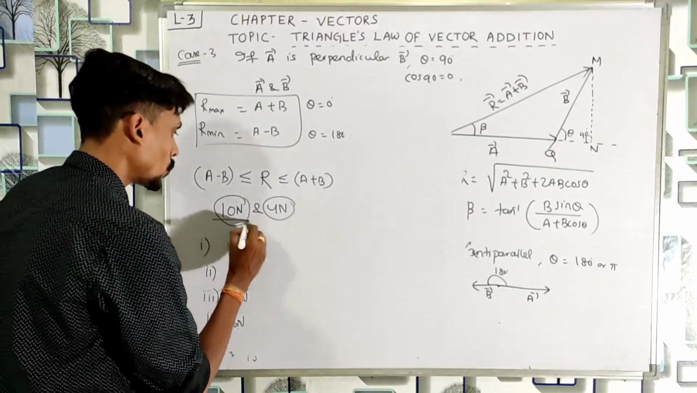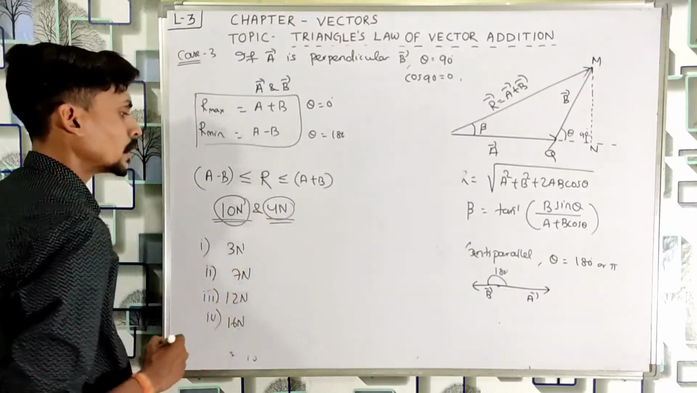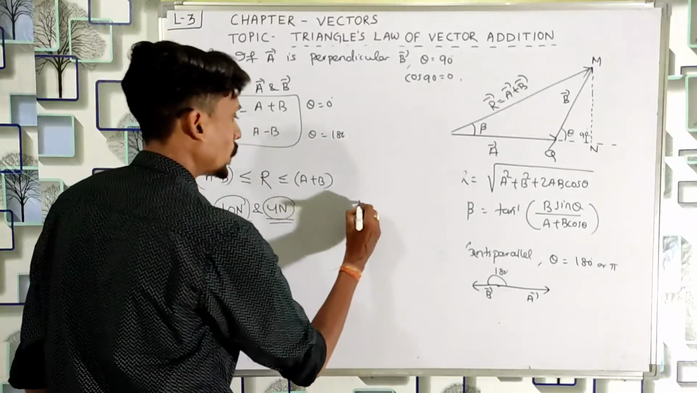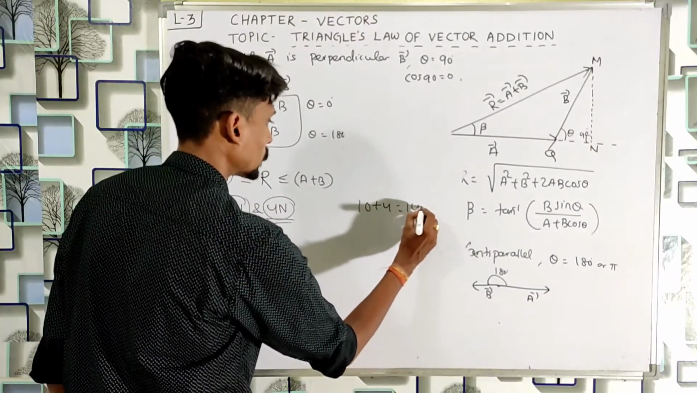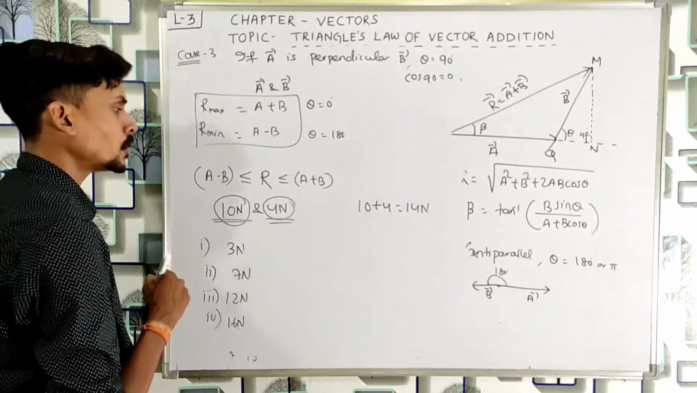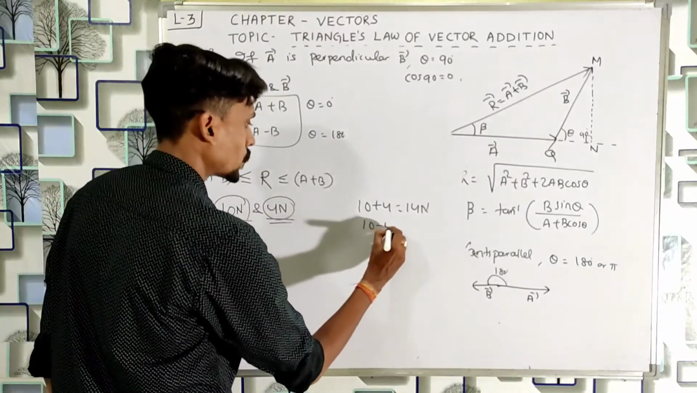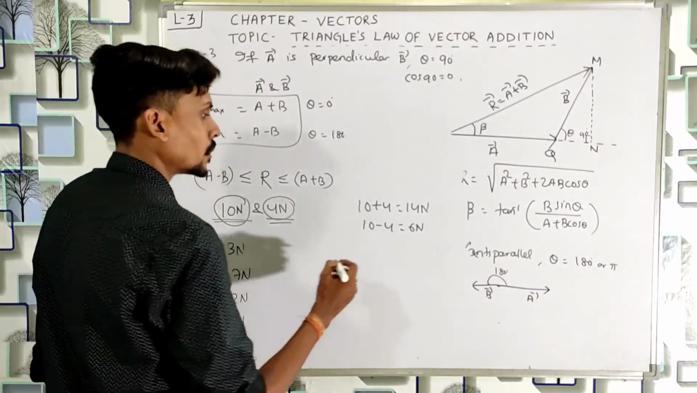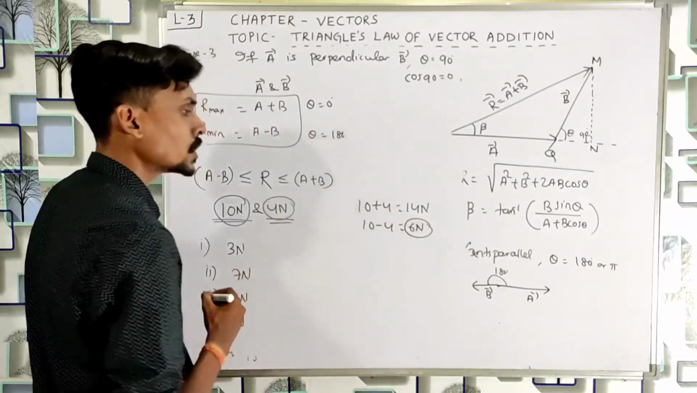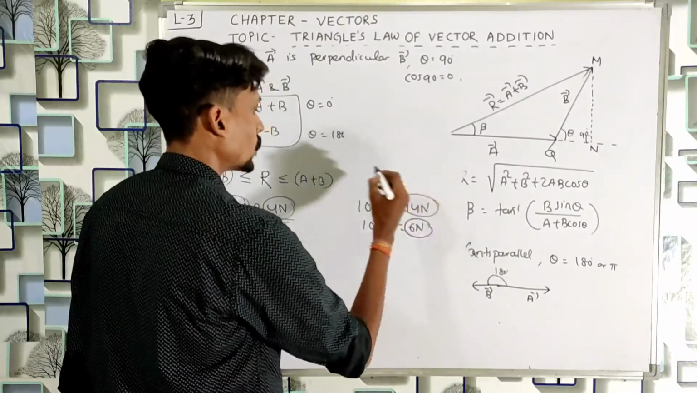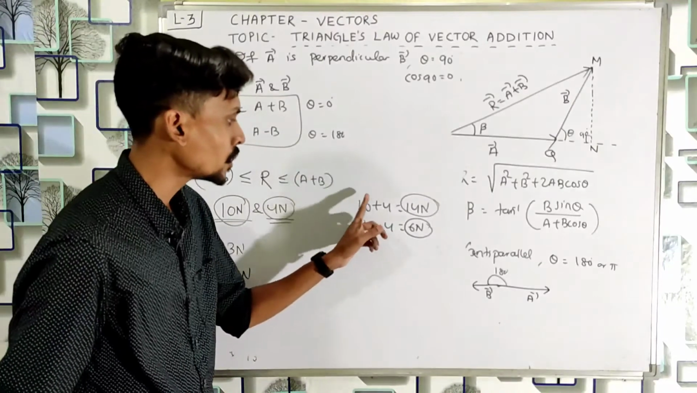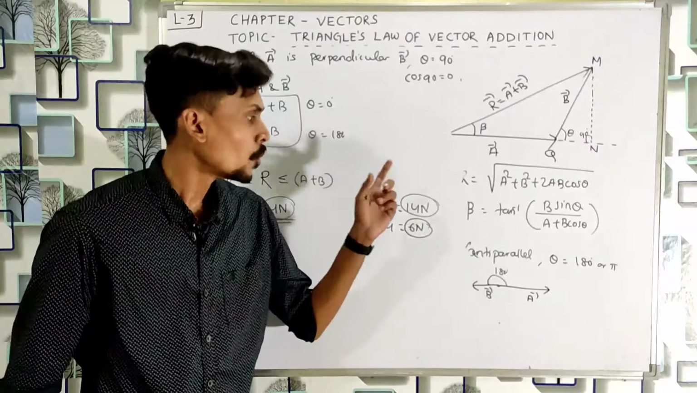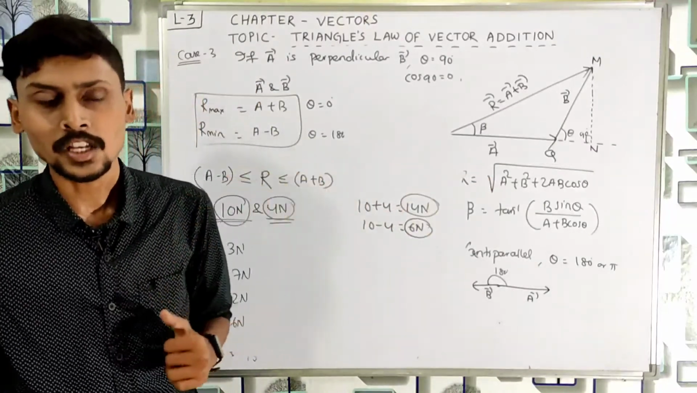Since we have these two forces 10 Newton and 4 Newton, what will be the maximum value of resultant? The maximum value will be 10 plus 4 equal to 14 Newton. And what is the minimum value of resultant? A minus b means 10 minus 4 equal to 6 Newton. Is that clear? So the value of resultant cannot be less than 6 Newton and cannot be more than 14 Newton. So the resultant cannot have any value more than 14 Newton and less than 6 Newton.